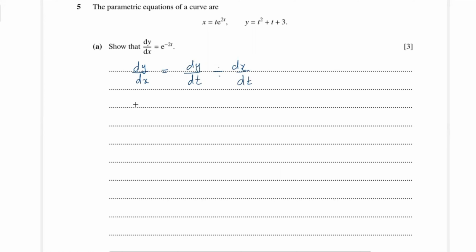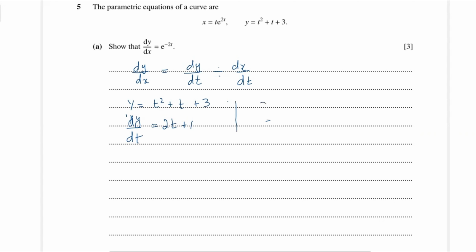Now firstly we take y equal to t squared plus t plus 3. We differentiate y with respect to t, we get dy over dt will be equal to 2t plus 1. And same here, x equal to t into e power 2t. Now differentiate with respect to t. You see here that dy over dt becomes 2t plus 1, as the derivative of t is 1 and of 3 is 0.